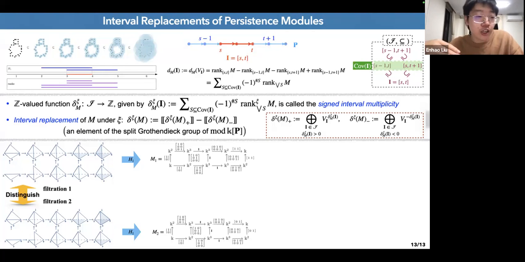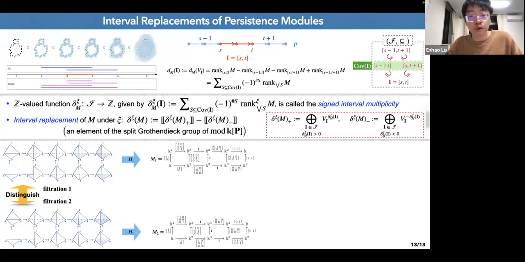So you see, interval multiplicity is not very suitable for distinguishing persistent modules, because if unluckily M and N are both not interval decomposable, just, for example, indecomposables which are not isomorphic to an interval module, then all the interval multiplicities are zero. So you cannot distinguish them by using the interval multiplicity, of course. But you can distinguish by using the sign interval multiplicity. So this is the main thing I want to share here.